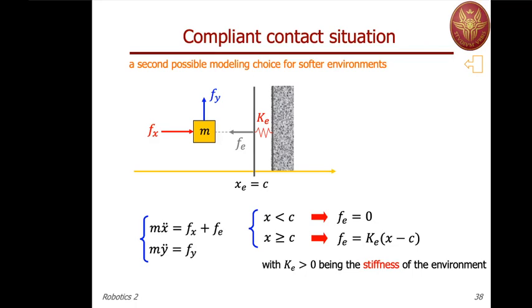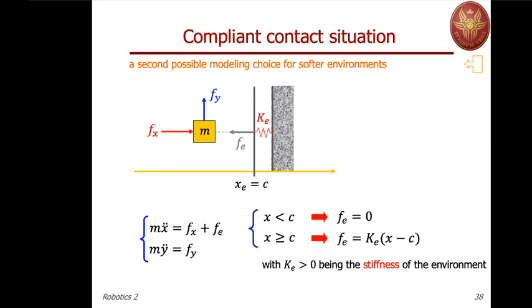But I can anticipate to you, if you try to simulate the two situations, it is much easier to simulate a finite stiffness, although a very large one, than an infinite stiffness case in which you may have jumps of velocities when you're hitting the first surface with a non-zero initial speed. Okay, so these are the two situations.